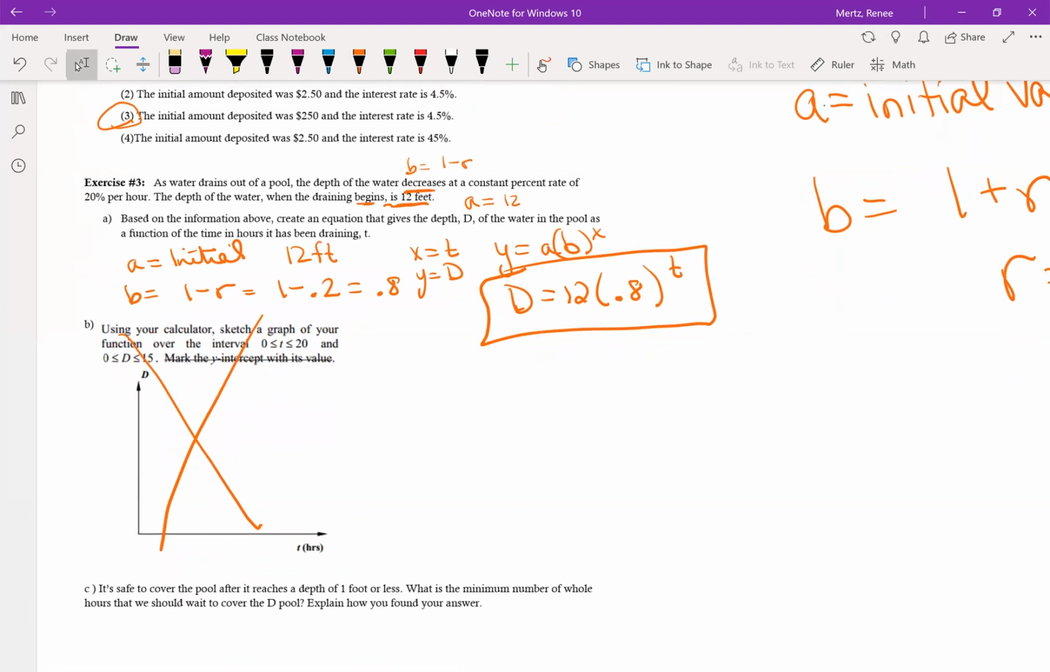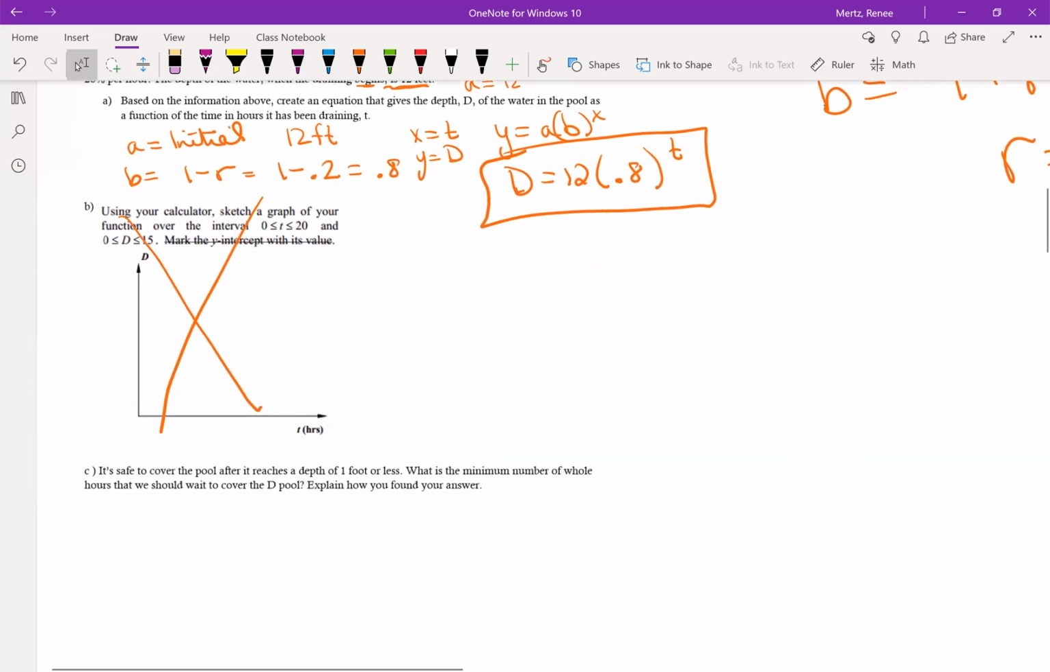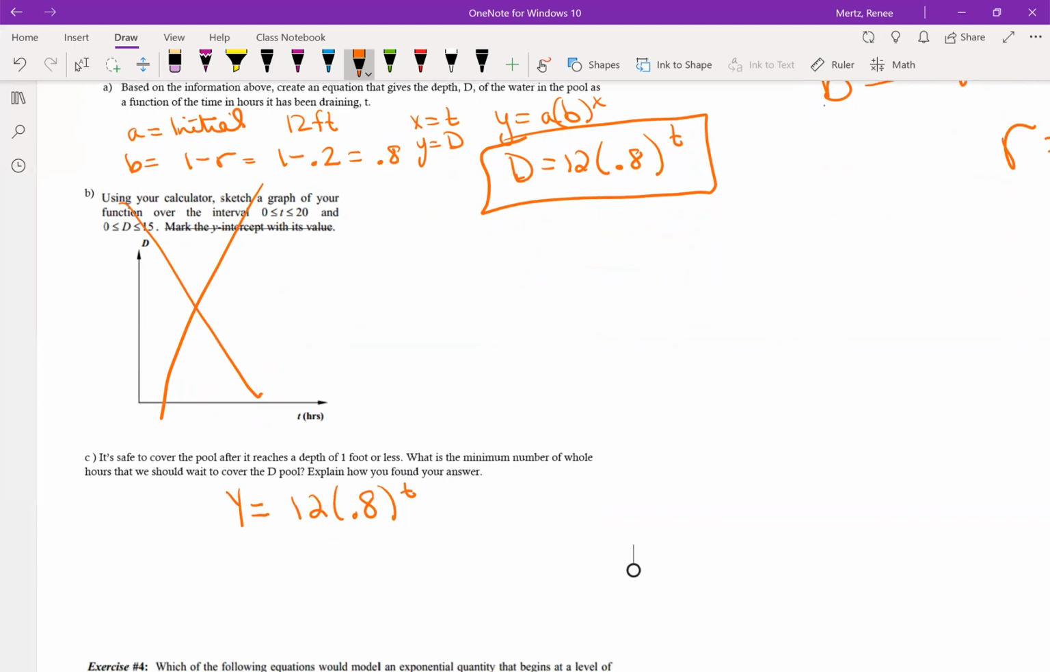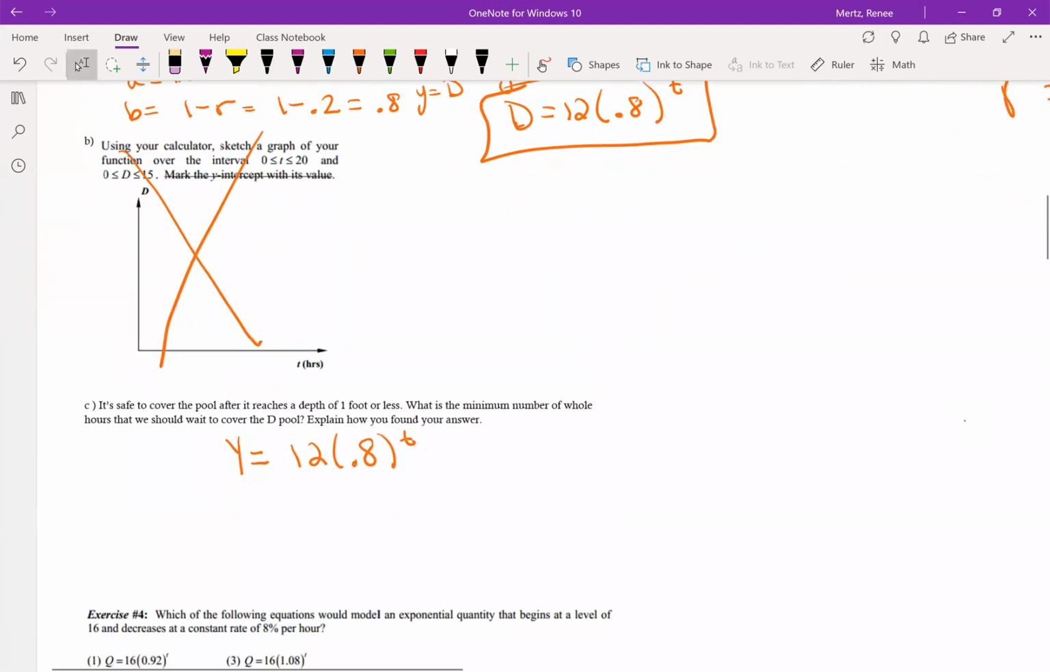For part C, it says, it's safe to cover the pool after it reaches a depth of 1 foot or less. What is the minimum number of pool hours we should wait to cover the pool? So if I was doing this, I would type this into my y equals, 12 times 0.8 to the t. We would go and read our table. So we're looking at when our output, our depth, has to be less than or equal to 1. So type this into your y equals. We'll copy down our chart.